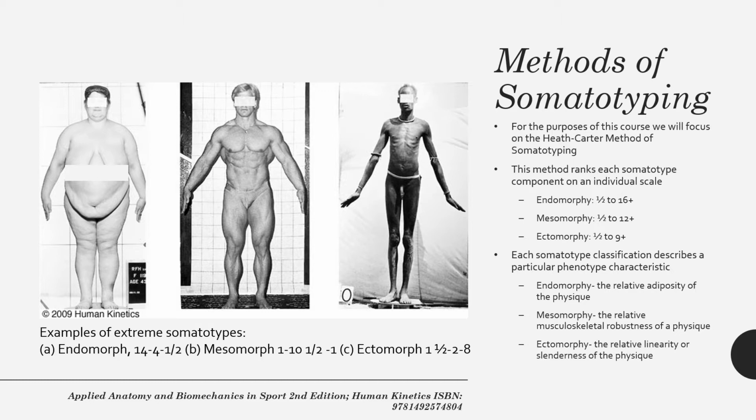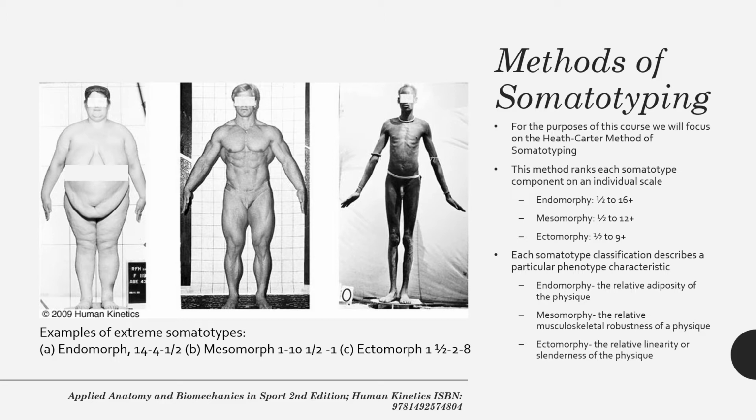This method will rank each individual on the three different somatotype components. It will take each of these components and rank them on a scale of 1/2 to some number. For endomorphy, this will go from a scale of 1/2 to 16 or more. Mesomorphy will go from 1/2 to 12 or more, and ectomorphy will go from 1/2 to 9 or more.